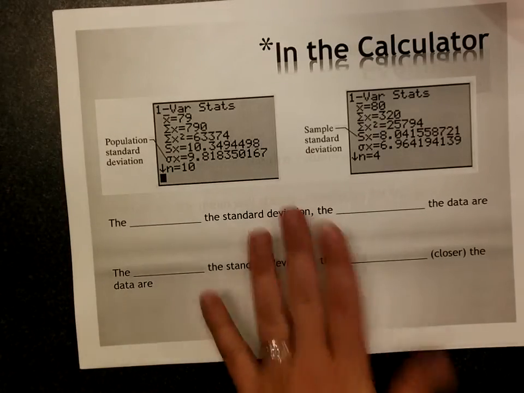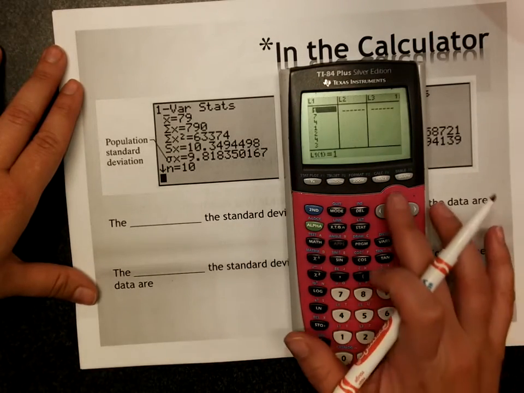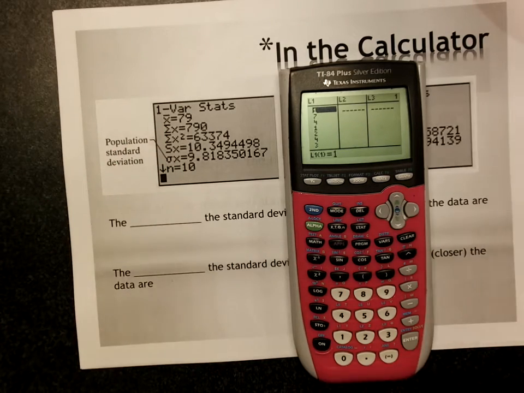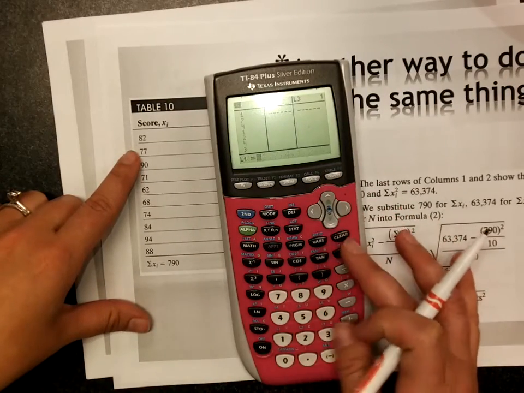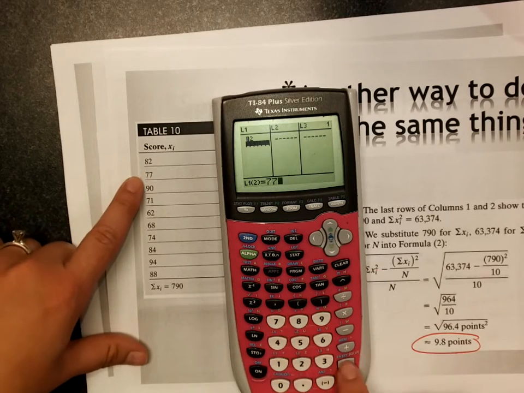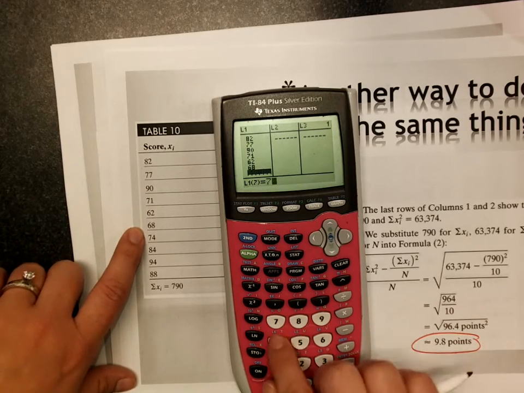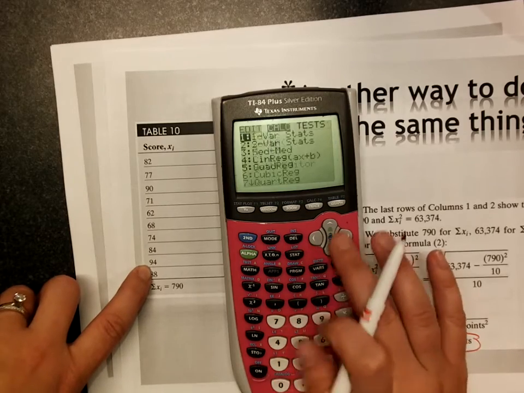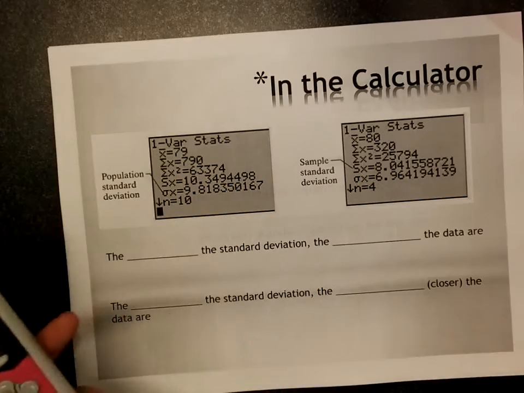In the calculator, here's where we want to look. So, in Stat Edit, I'm going to put those test scores again, back from table 10. So if you push up, clear, enter, L1 is empty. I'm going to put those test scores in again. Stat Calc 1-Var Stats, and that's what we're looking at on that slide.